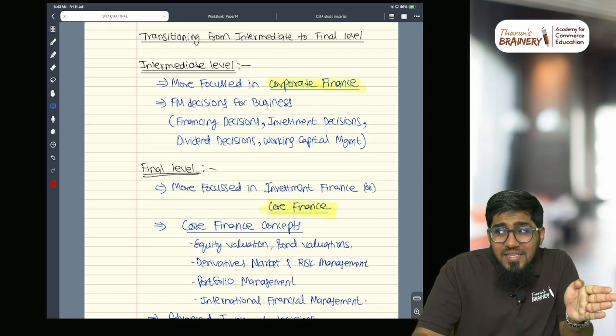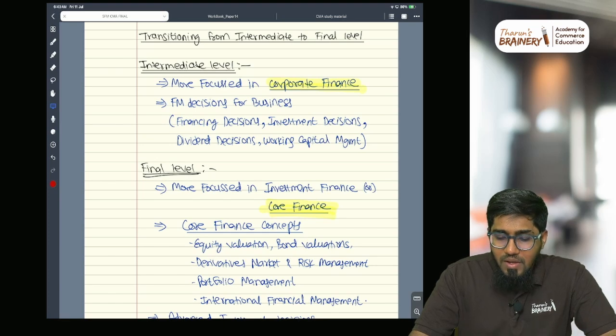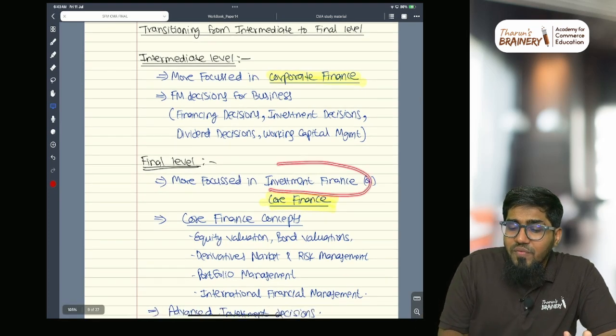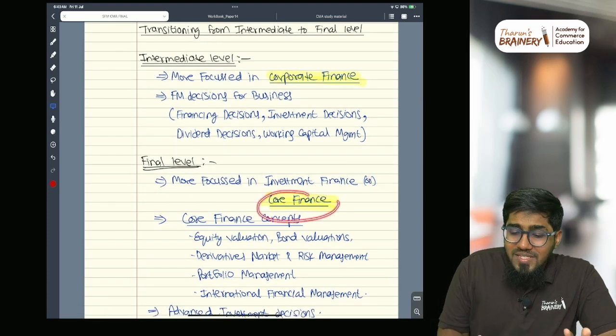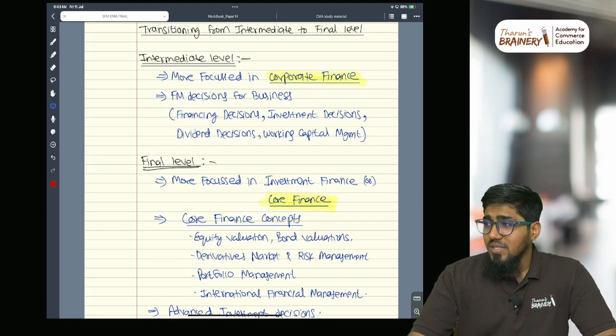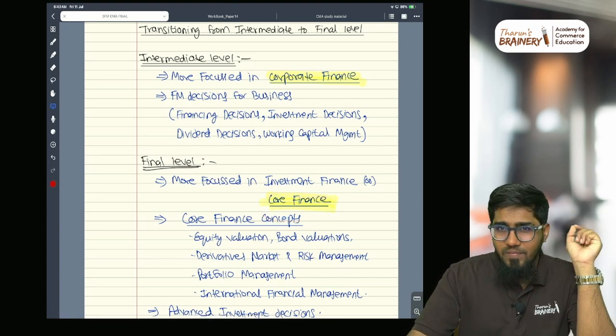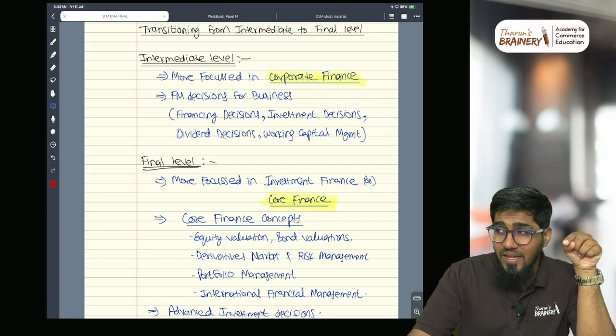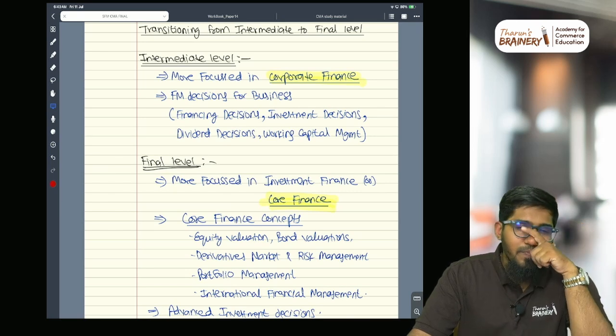Sir, how are we transitioning from inter to final level? Here we are more focused on investment finance. It is also called core finance, because currently, see, finance is an ocean. And let me tell you, whatever you are studying is just a droplet in the ocean.